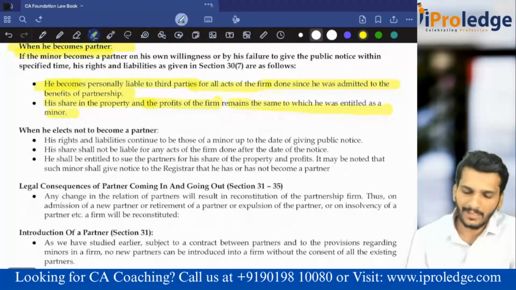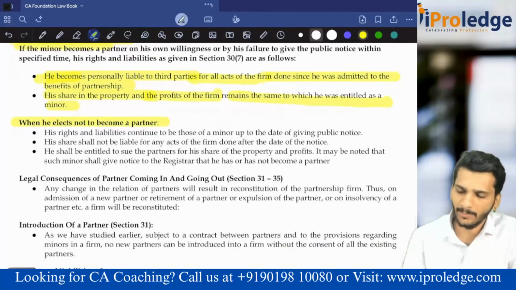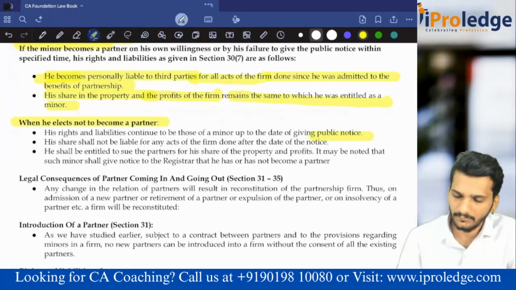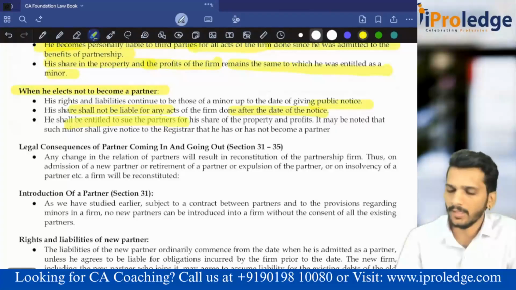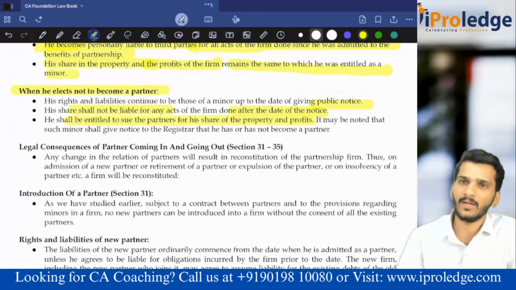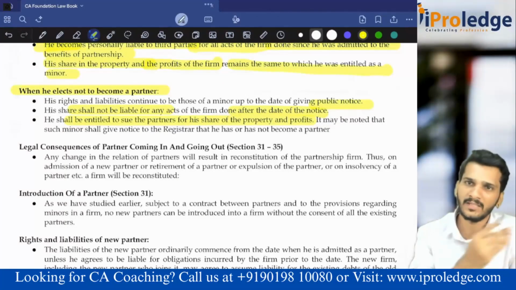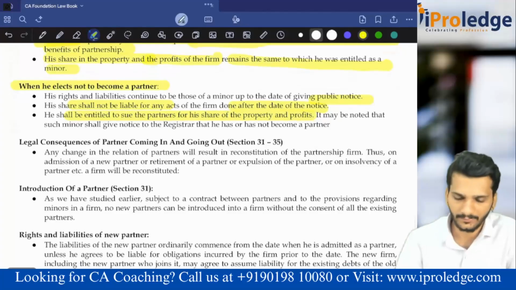If he elected not to become the partner, again give the public notice. Then he is not liable for any activity done after the notice. Then he is entitled to sue the partners for his share of property as well as profits. Whatever share was there when he was a minor, if it is not received, he can sue and recover that money.